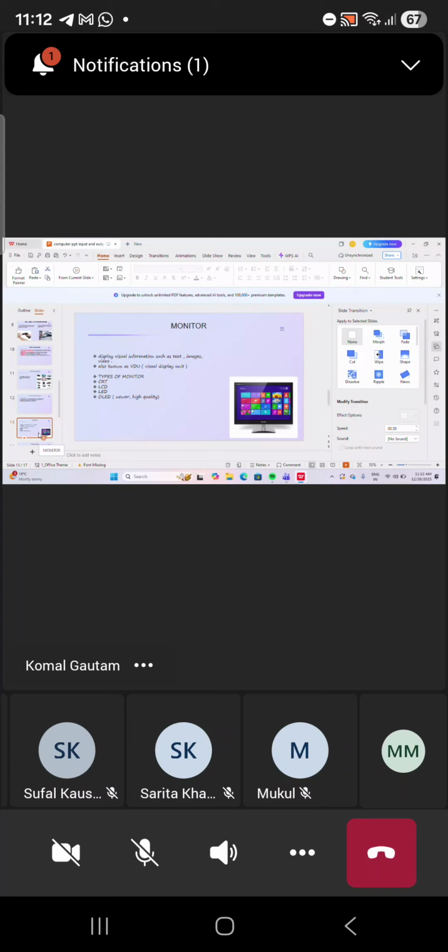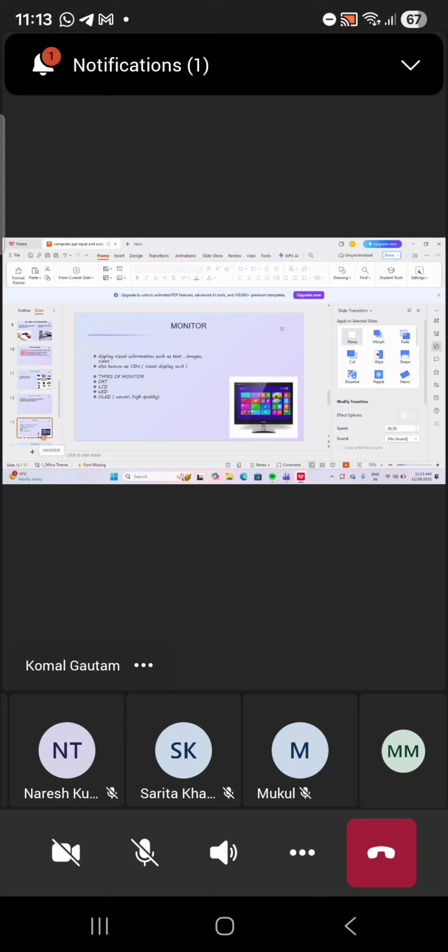Next is LCD. LCD is liquid crystal display, a technology that uses liquid crystals to control light passing through panels, one for red, green, and blue, to create a projected image, known for vibrant colors and high quality visuals, commonly found in schools, offices, and home theaters.